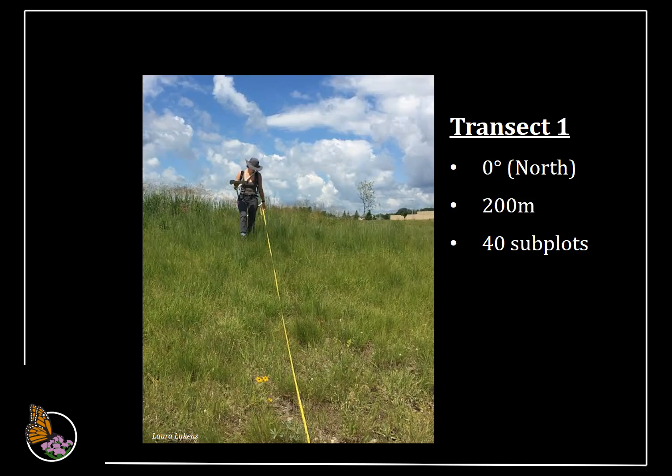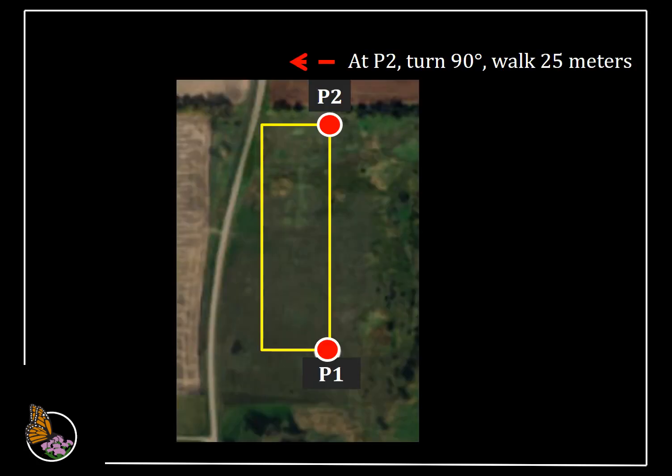When running out your transect tape, you'll want to anchor down the end or have a partner hold an end and walk with the tape until it is fully laid out. The transect tapes only measure 100 meters, so you will have to run it out twice for the full 200 meters.